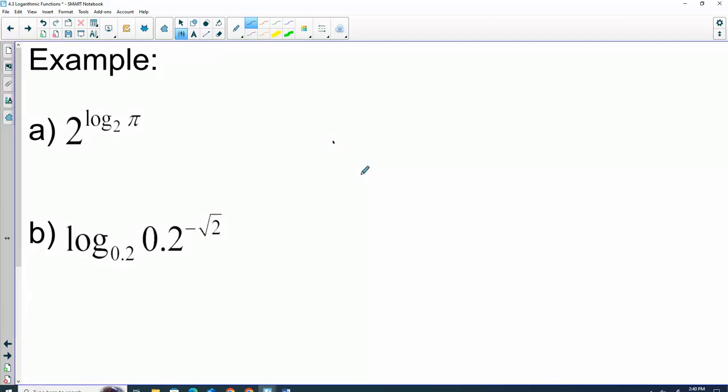Let's look at this one. So if I wanted you to simplify these things. 2 to the log base 2 of pi power. What's that going to equal? Pi. We have the same base on our exponential and our log, so they cancel each other, and we just get pi using those properties.